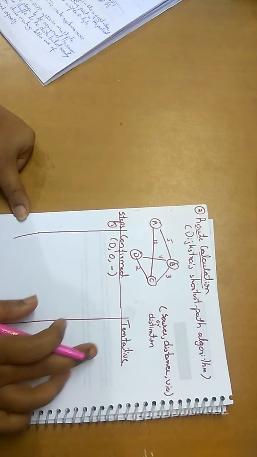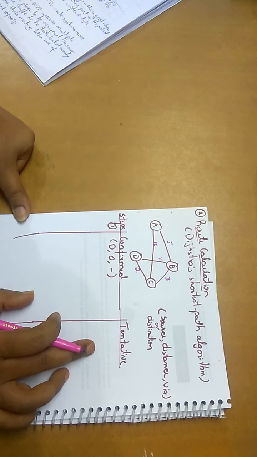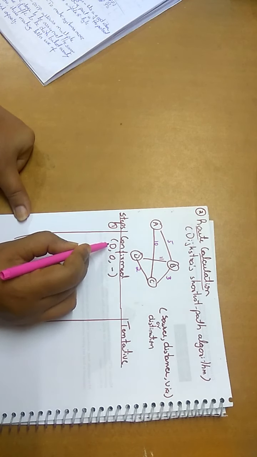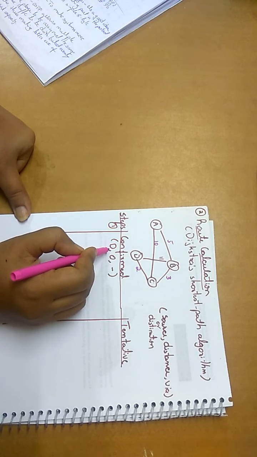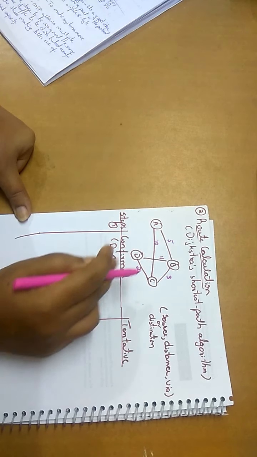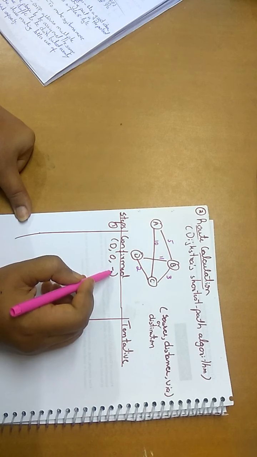This is the procedure we'll discuss here. Let's start from the source. I will take A in the confirmed table. I have reached D with a distance of 0 and via nothing, meaning I am starting here only: D, 0, and the infinity.